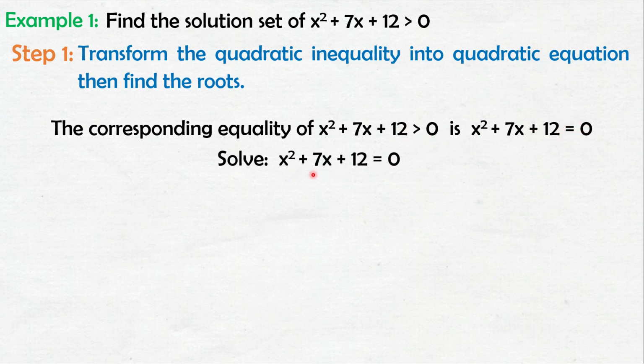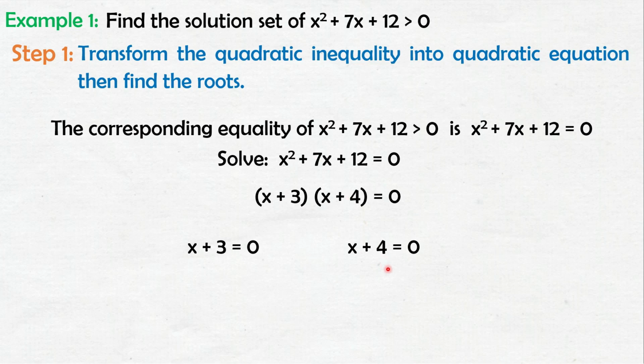And then solve natin. X squared plus 7x plus 12 equals 0 using any of the methods na pinag-aralan natin. So dito gagamitin ko ay by factoring method, since factorable naman tong expression na to. So makuha kong factors ay x plus 3 and x plus 4. Kukuha tayo ng factors ng 12 na magbibigay ng sum na equal sa coefficient ng linear term. So that is 3 and 4. 3 times 4, that is 12, and 3 plus 4, that is 7.